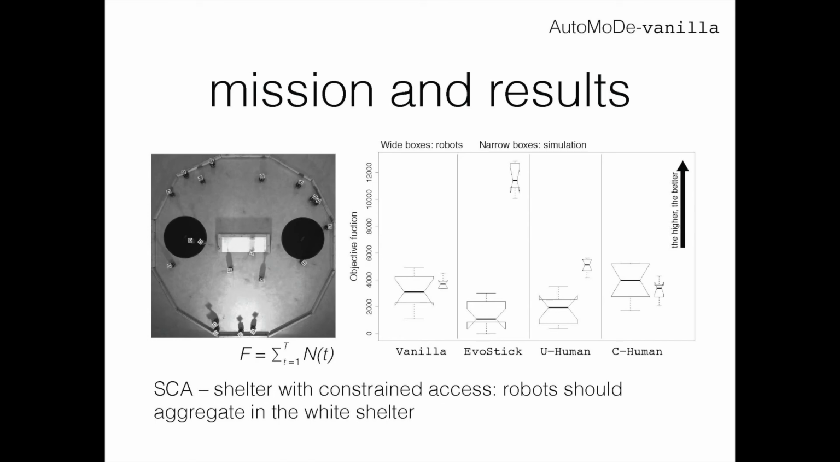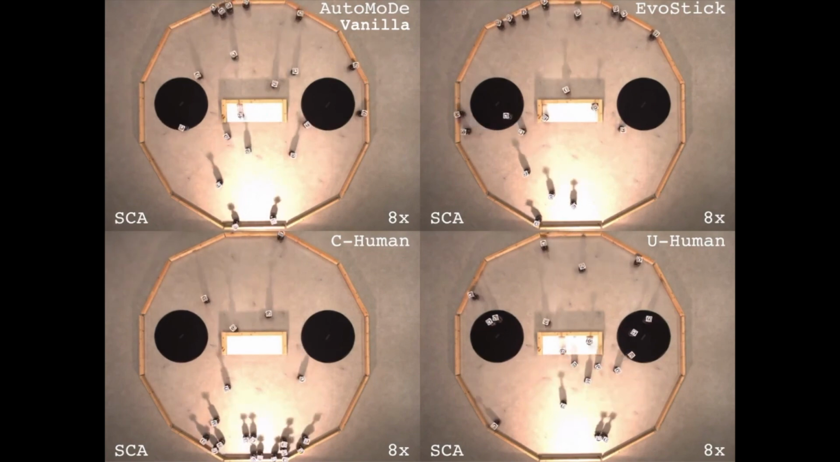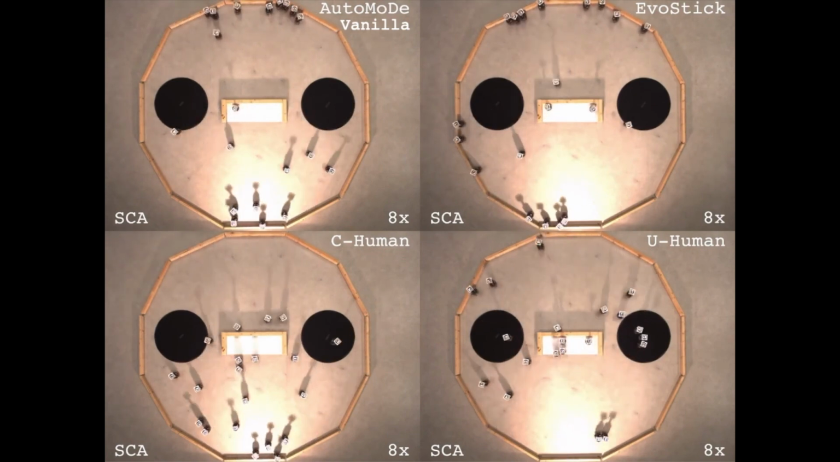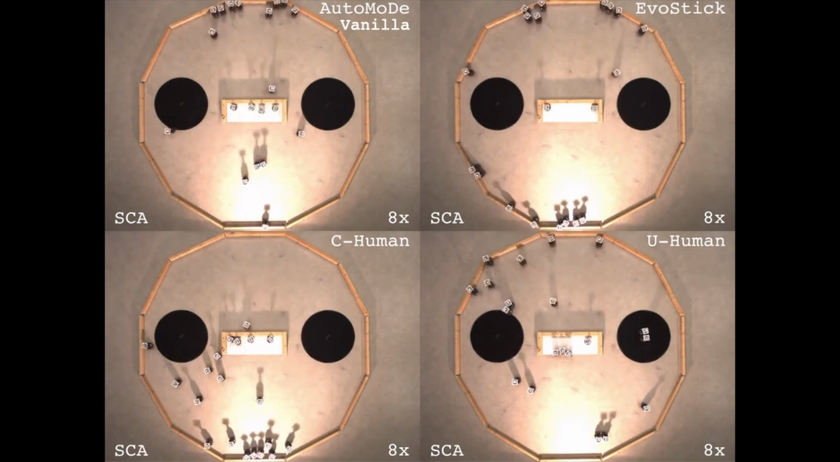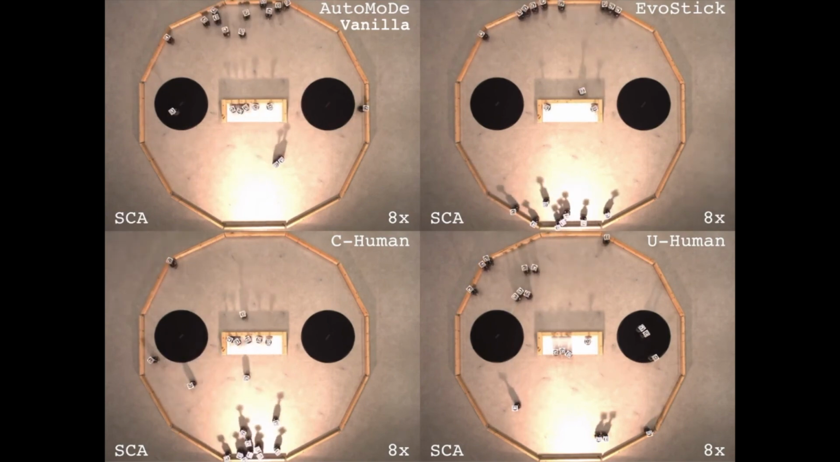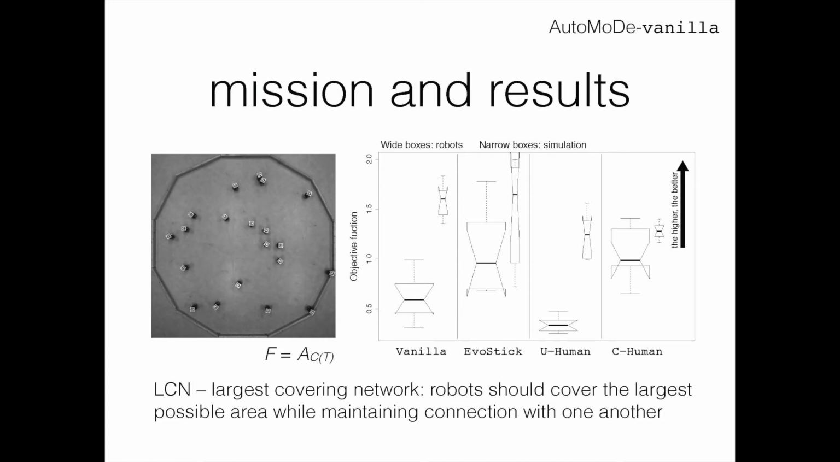We move now to a video in which you will see the performance of the control software produced by the two automatic design methods and by the human designers, constrained and unconstrained. In this mission, the robots have to cover the largest surface of the arena possible while remaining connected. So they need to remain at a maximum distance one from the other, and at the same time spread in the arena.